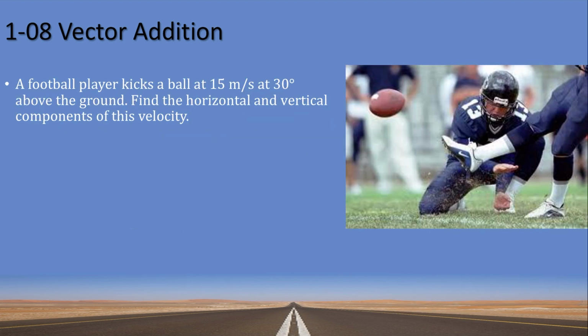A football player kicks the ball at 15 meters per second at 30 degrees above the ground. So here's the football. It's on the ground. He kicks it that way. That's a 30-degree angle, and the vector is 15 meters per second. The components would be the sides of the right triangle. This would be Vx, the velocity in the x component, and Vy, the velocity y component.